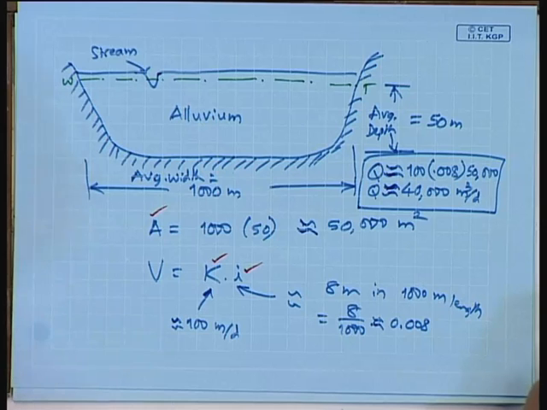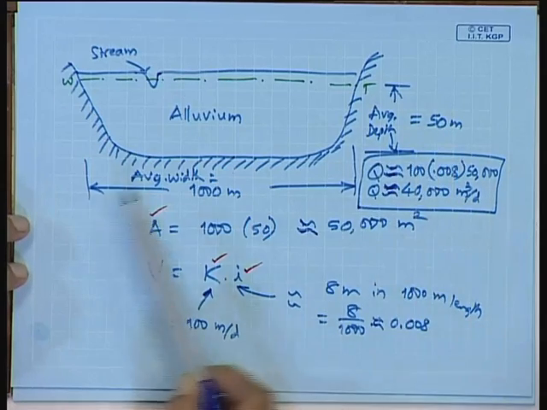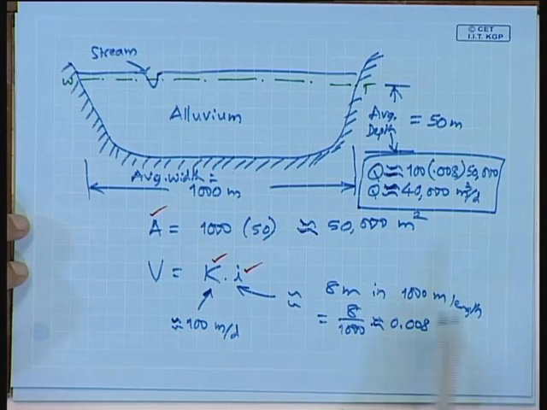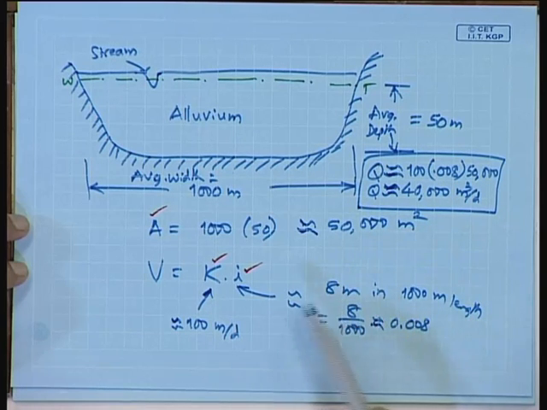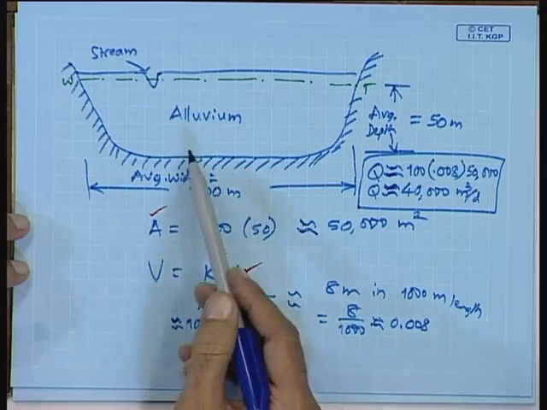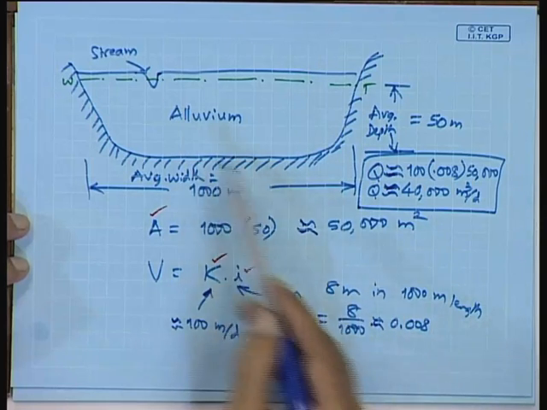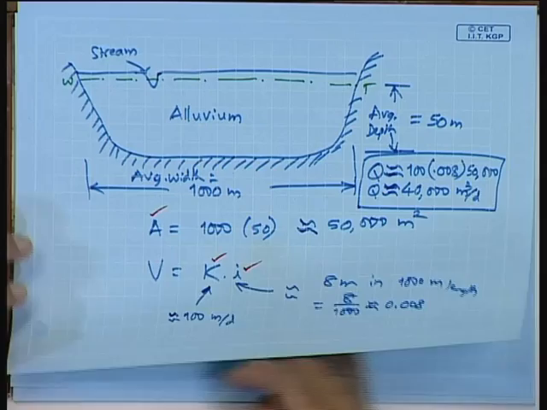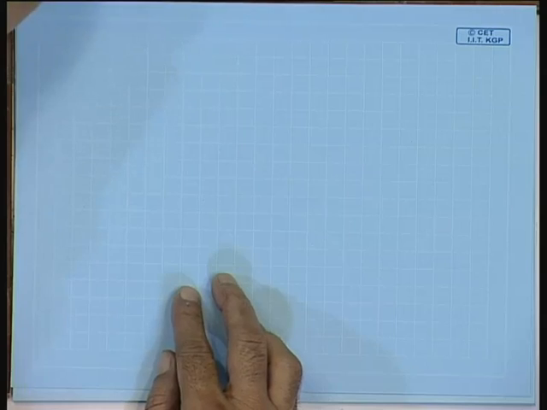So, this alluvium with say these dimensions, average depth of 50 meters and average width of 1000 meters, which is essentially the aquifer below the stream, will yield a groundwater of approximately 40,000 meter cube per day when the estimated hydraulic conductivity is 100 meter per day through the material constituting this aquifer or alluvium, as well as the hydraulic gradient, which is estimated as 8 meter in 1000 meters length along the flow. So, this is just to give an idea of estimating the groundwater flow rates.